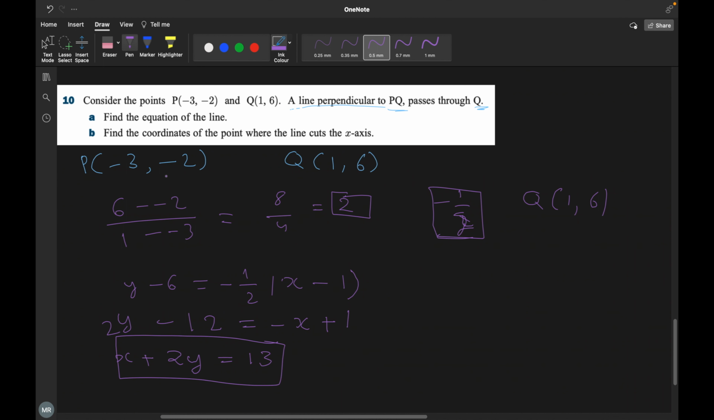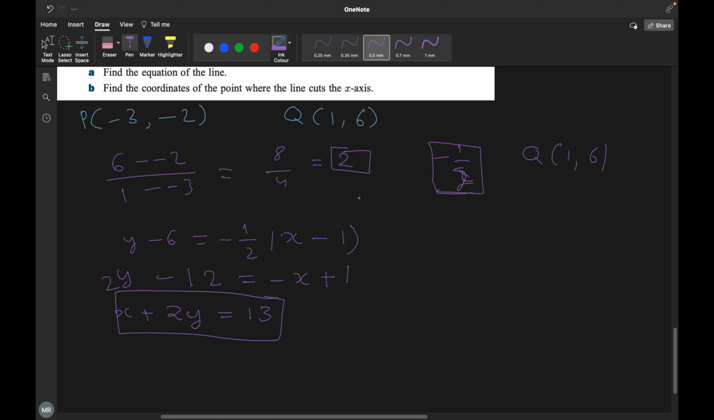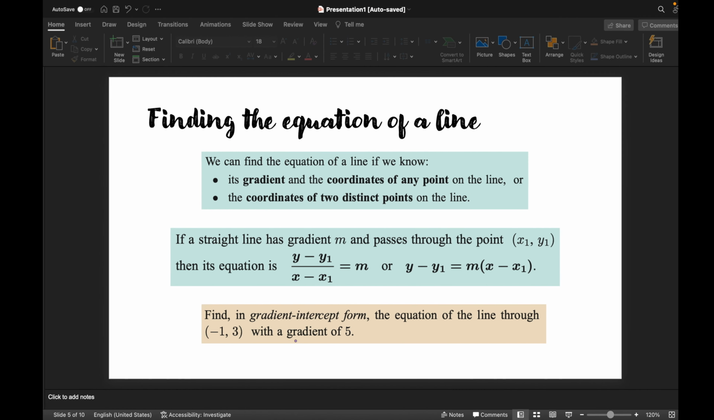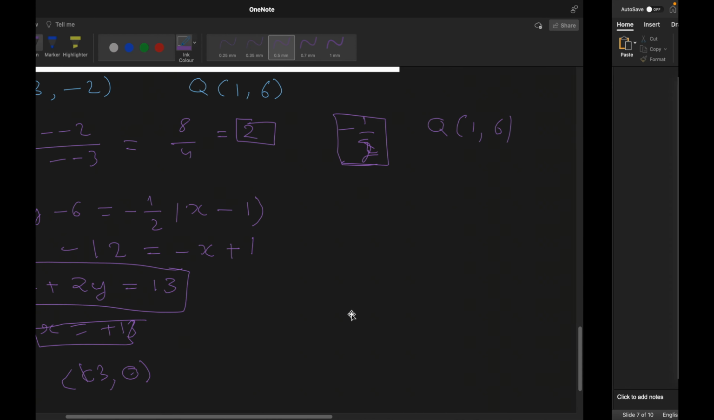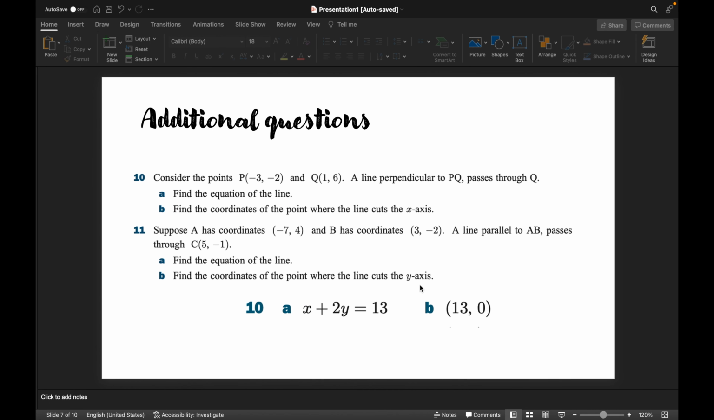So now let's just use the regular formula that we always use. Okay, now let's work on the next question. So we have to find the coordinates of the point where the line cuts the x-axis. So when it cuts the x-axis, the value of y will be 0. So when we plug y equals 0, we know this states that x will be plus 13. So the coordinate would be 13, comma 0. So now let's check if that's the answer. Yeah, this is question number 1, question number 2.